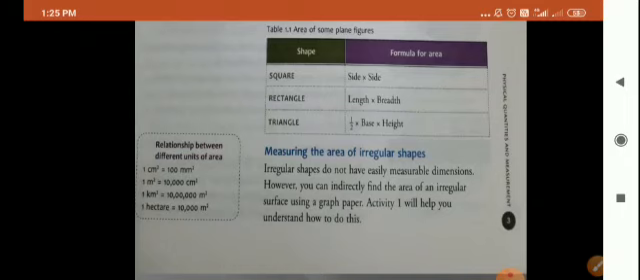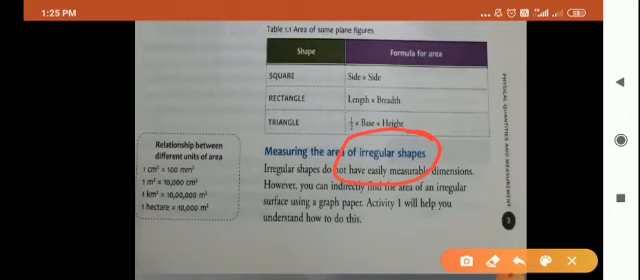Measuring area of irregular shapes. Now what are irregular shapes? Irregular shapes are those shapes which do not have a fixed dimension. Fixed dimension means they are in very irregular form. You cannot measure their length and breadth easily.